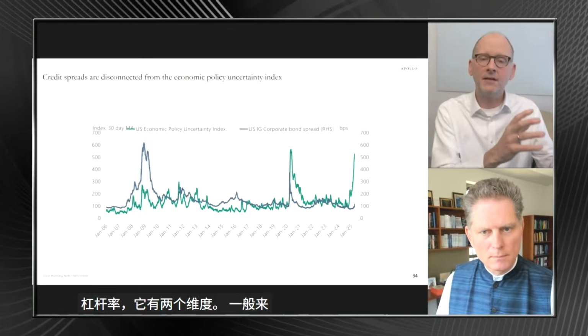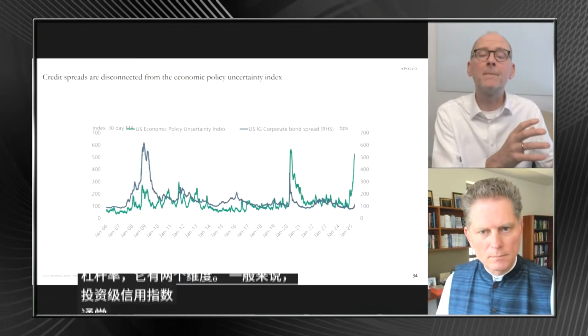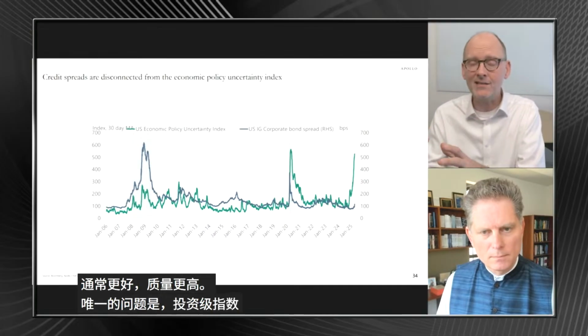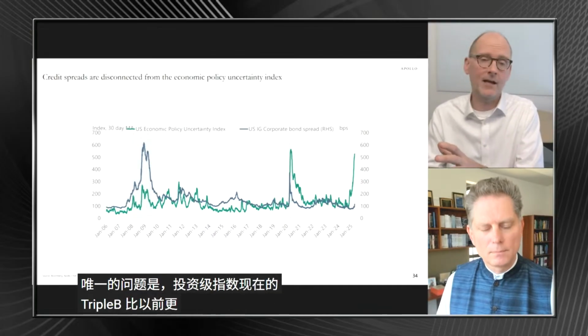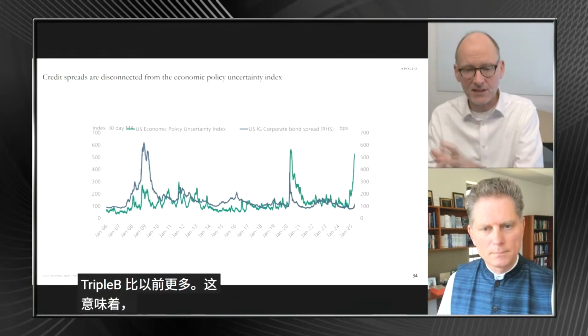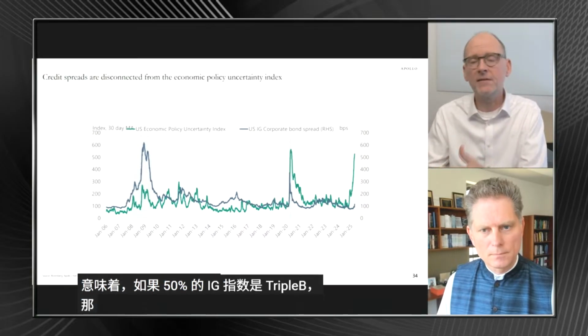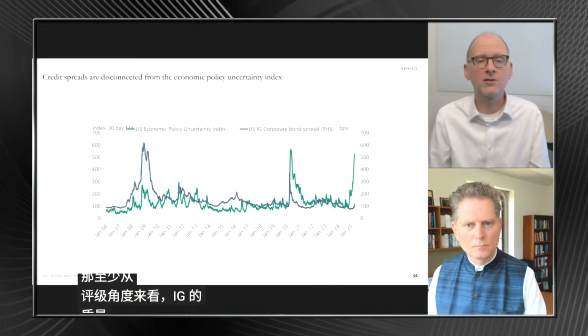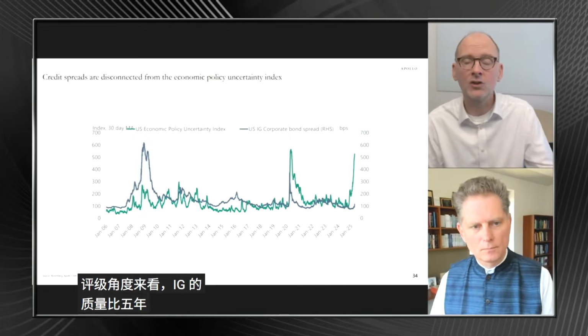So leverage generally in the investment grade credit index is better and higher quality. The only issue is that the IG index now has more triple B than it had before. And that means if 50% of the IG index is triple B, then at least from a ratings perspective, IG is slightly lower quality than what it was, say, even 5 or 10 years ago.